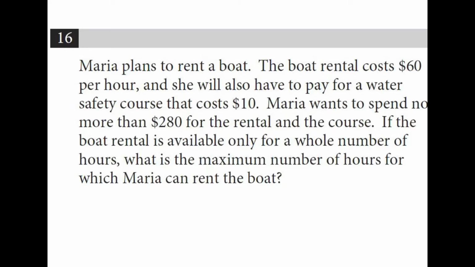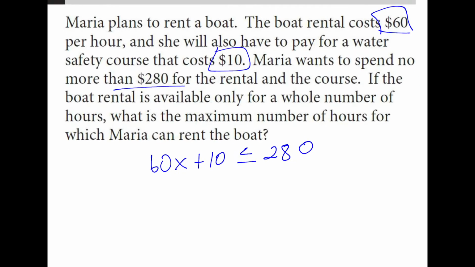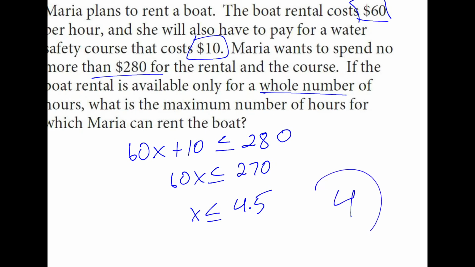Maria is renting a boat, $60 per hour, with a one-time fee of $10 for a safety course, so 60x plus 10, no more than 280, so less than or equal to 280. What's the maximum whole number of hours? So 60x is less than or equal to 270, and x is less than or equal to 4.5. Since we want whole numbers, the answer is going to be 4.